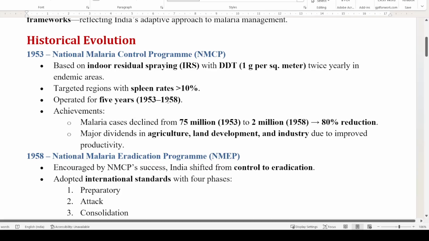Achievements made during this period were that malaria cases declined from 75 million to 2 million, and a major decline, like 80% reduction, was seen. Major dividends were in agriculture, land development and industry due to improved productivity.